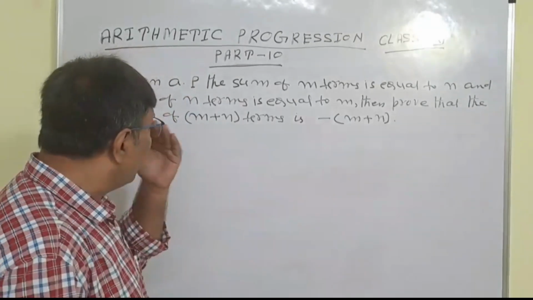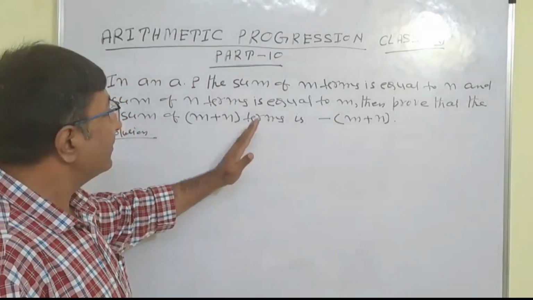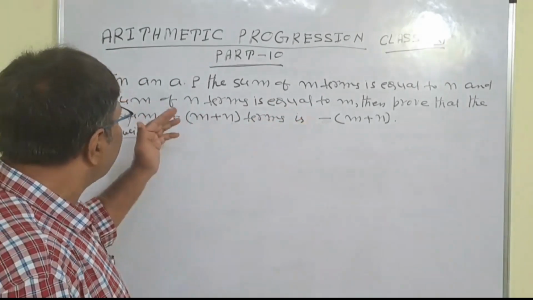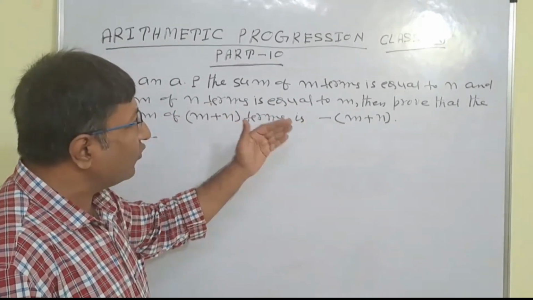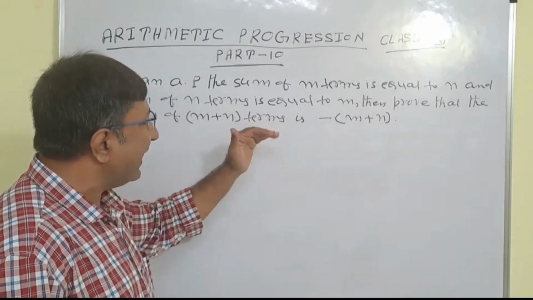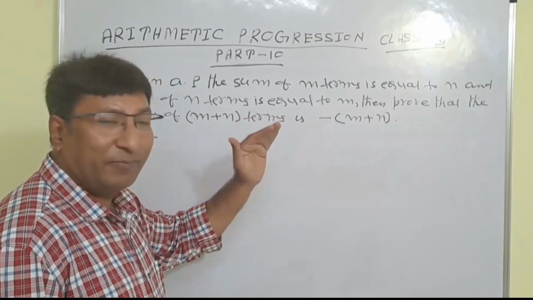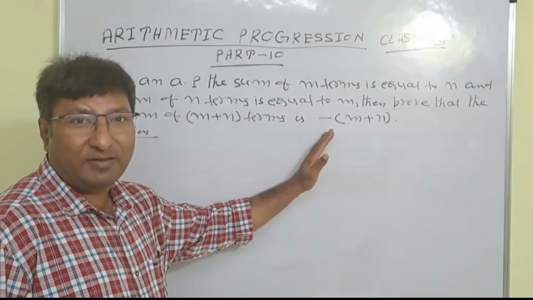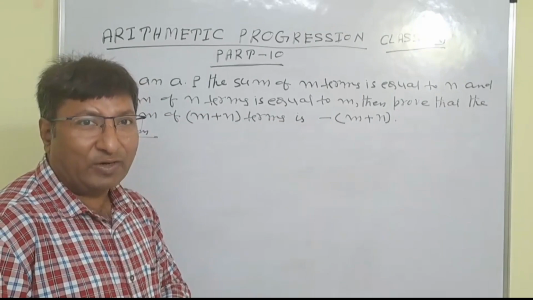The next question is what? In an AP, the sum of m terms is equal to n and the sum of n terms is equal to m. Then prove that the sum of (m plus n) terms is what? Minus (m plus n). So a very important question. We can use this question as a trick also, and we will prove it here.